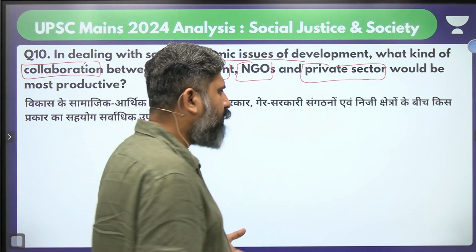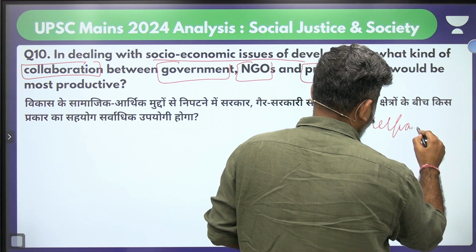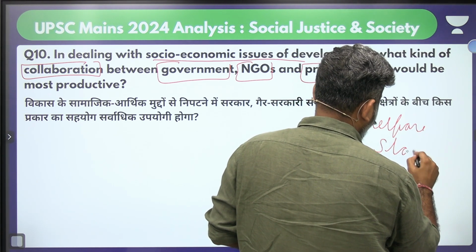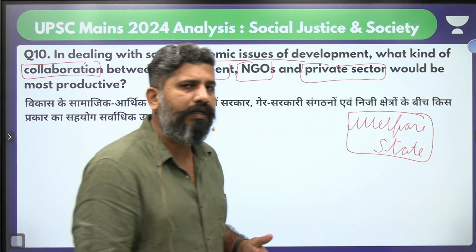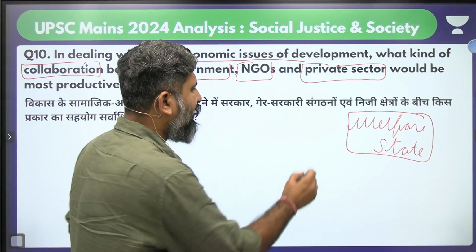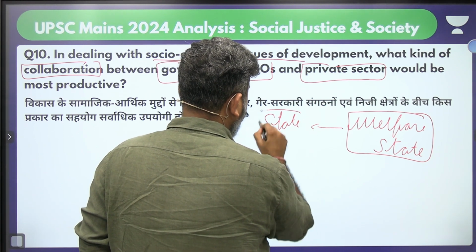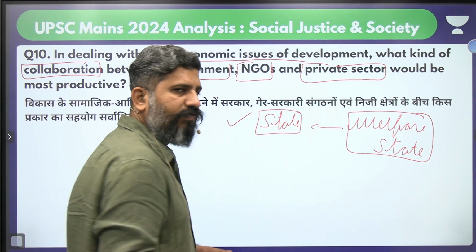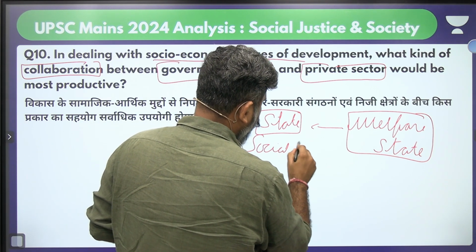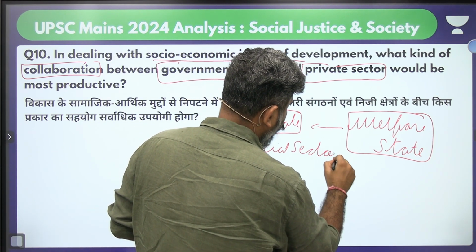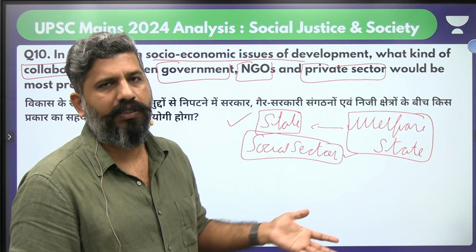Now, normally what happens is, if you look at India's developmental story, India as a nation, we adopted right after independence the concept of welfare state. And in this concept of the welfare state, the basic notion was that the state is going to provide many of the services and also various social sector initiatives will be undertaken by the government only, right?